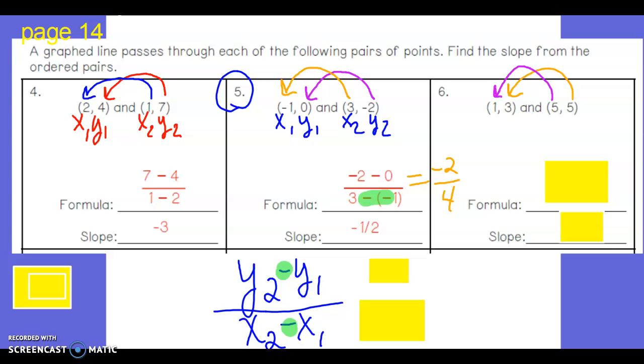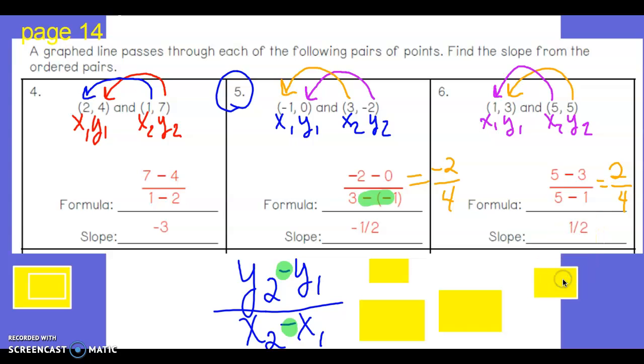So let's look at problem number 6 here. First let's label, because I think that helps keep you from making mistakes. So first x, first y, second x, second y. Follow the pattern. y minus y, 5 minus 3 would be on the top. x2 minus x1, 5 minus 1 would be on the bottom. And then you simplify. 5 minus 3 gives you 2. 5 minus 1 gives you 4. We always put our fraction in simplest form, and 2 over 4 simplifies to positive 1/2.